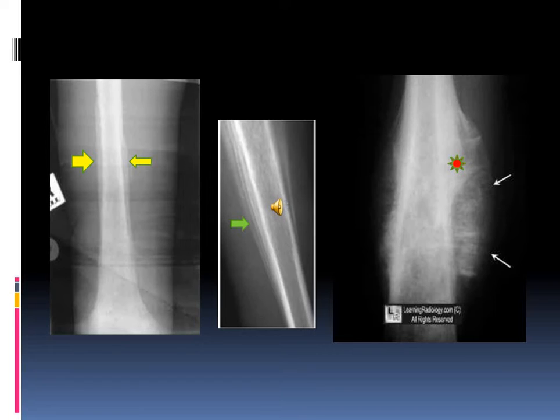We can see on both sides of the cortex there is a regular white or dense line, we call it the periosteal reaction.